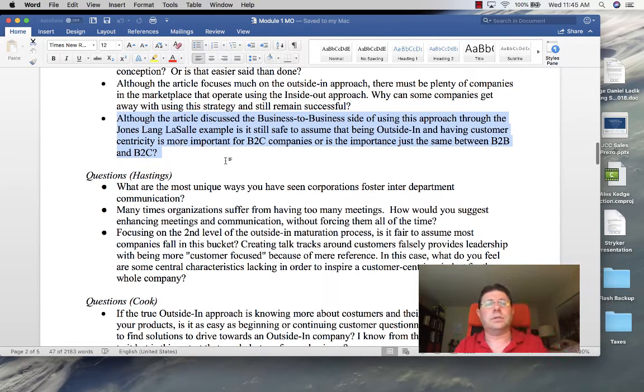The article discussed the B2B side of using this approach through the JLL example. Is it still safe to assume that being outside in and having customer capacity is more important for B2C companies, or is it? I don't care if it's B2B or B2C or C2C. I really don't care. B2B companies, I probably need to be, usually B2B is even more cutthroat.